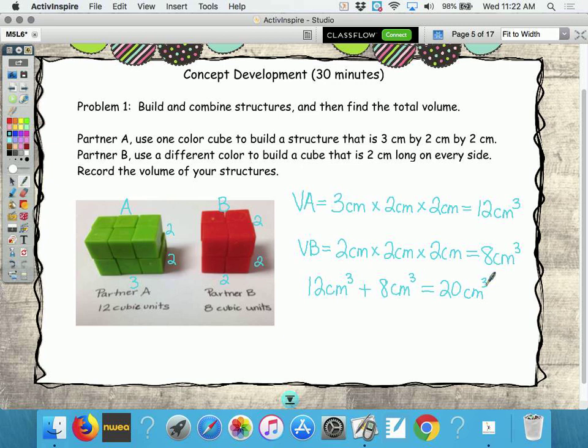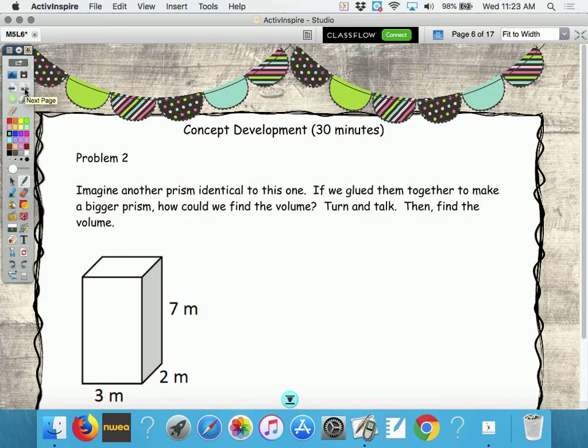Okay? So we're going to solve some more challenging problems than this. This one's pretty simple, isn't it? Okay? And so the next one, let's take a look at it.